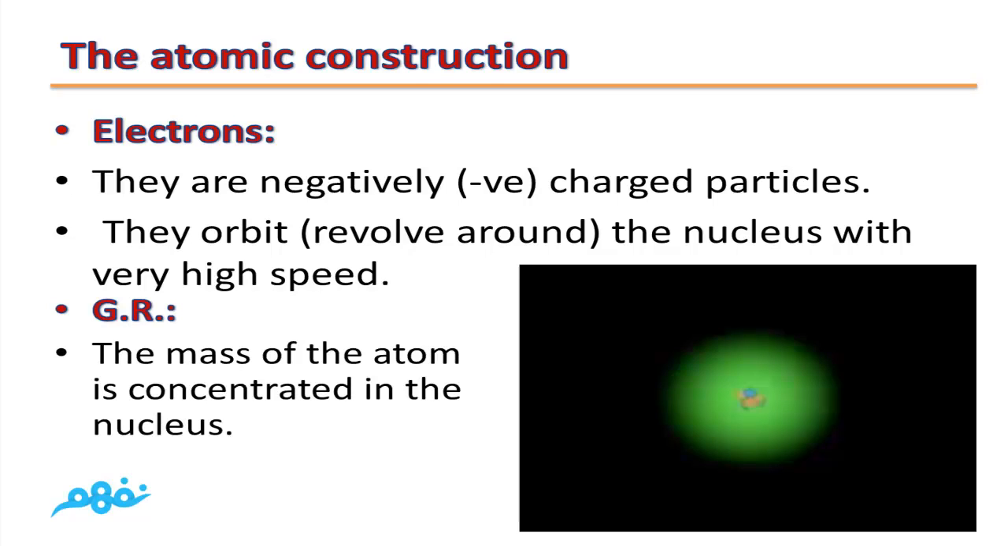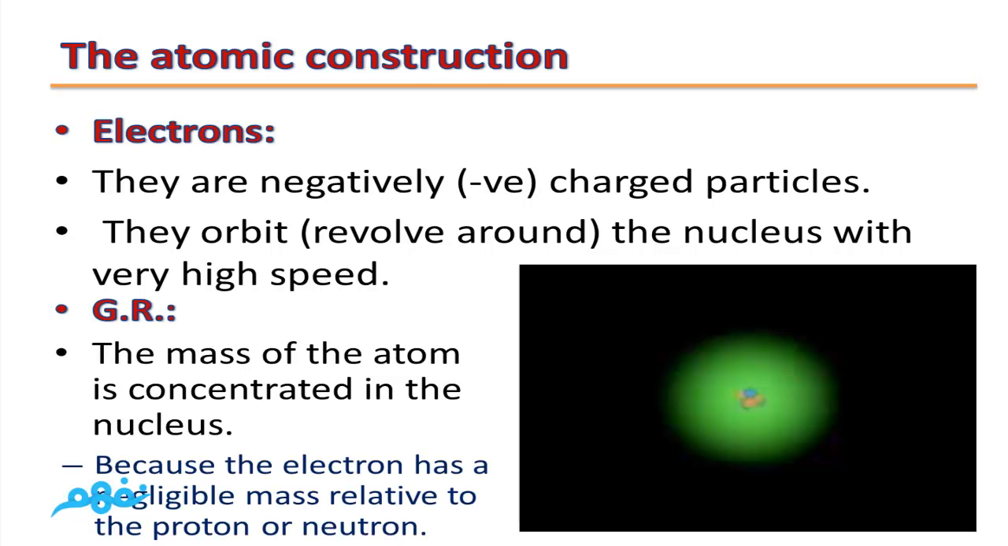Give reason 4. The mass of the atom is concentrated in the nucleus. This is because the electron has a negligible mass, very small mass, relative to the protons or neutrons.